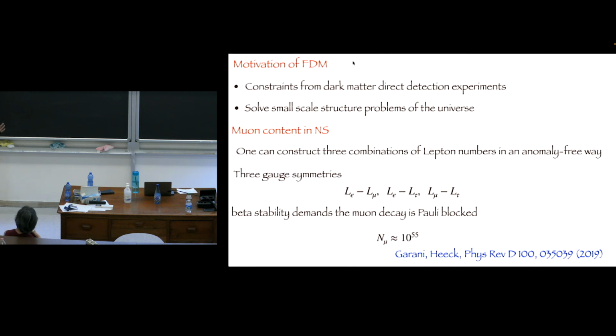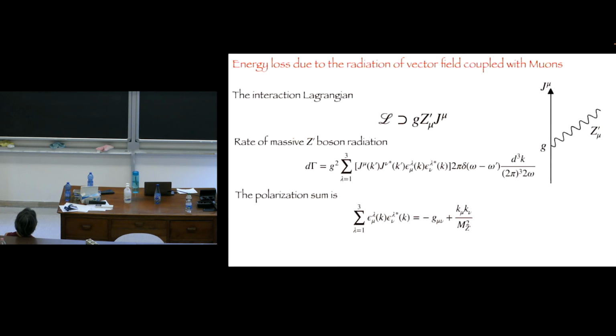You can construct this symmetry in the standard model and you can gauge it. So you can model that gauge bosons of certain L mu minus L tau type can have some coupling with the muons in the neutron stars. So that type of L mu minus L tau gauge bosons can be emitted from the binary systems.